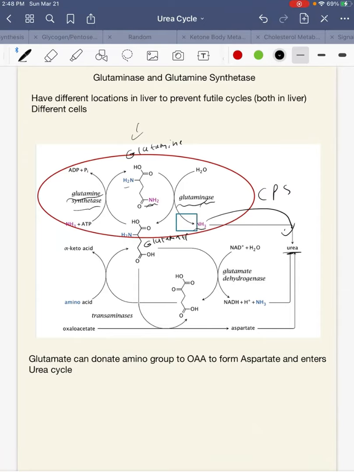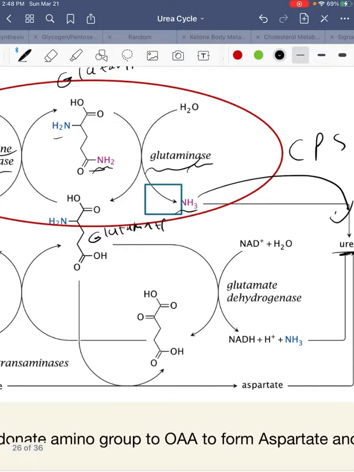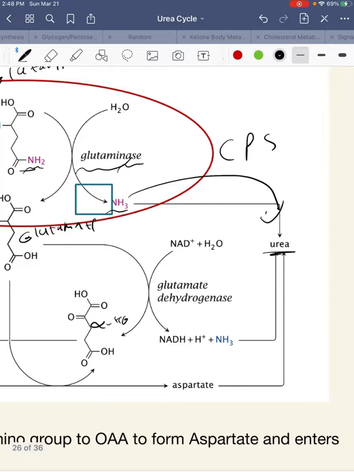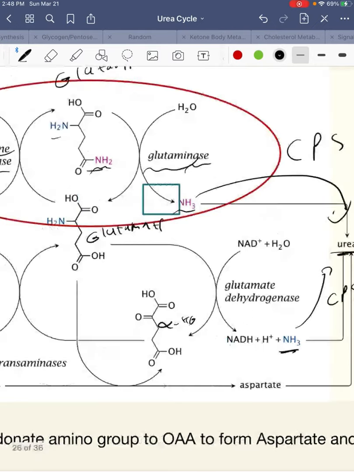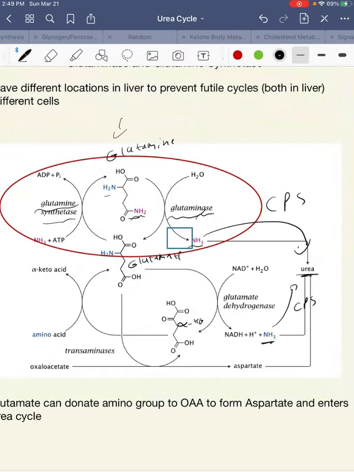And in that process, you make glutamate, and then glutamate can be converted back to alpha ketoglutarate through glutamate dehydrogenase, which makes an ammonia, and then this ammonia can also be used by CPS for the urea cycle. Okay? So that's how you get rid of the two nitrogens in glutamine to be excreted in the urea cycle.